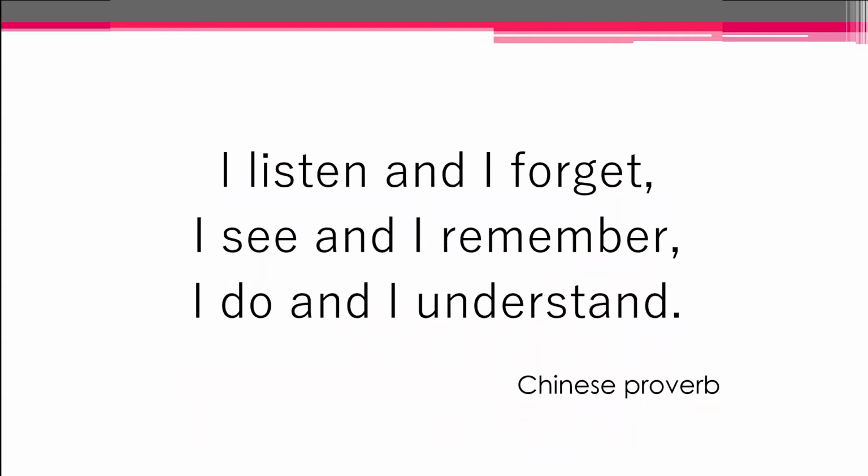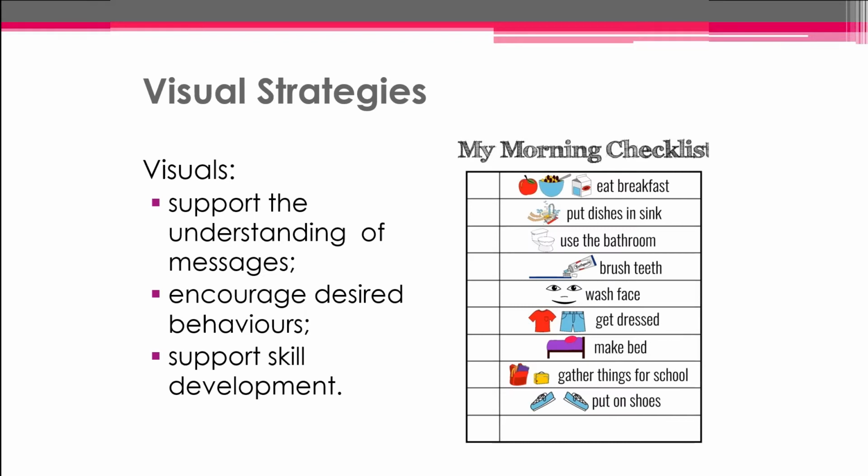I listen and I forget. I see and I remember. I do and I understand. Studies have shown that visual spatial information is processed more easily than auditory information. The longer information remains stable in a given space, the greater the child's ability to process it. Visual spatial information can be viewed for as long or longer than needed to understand it, while auditory information must be processed immediately.